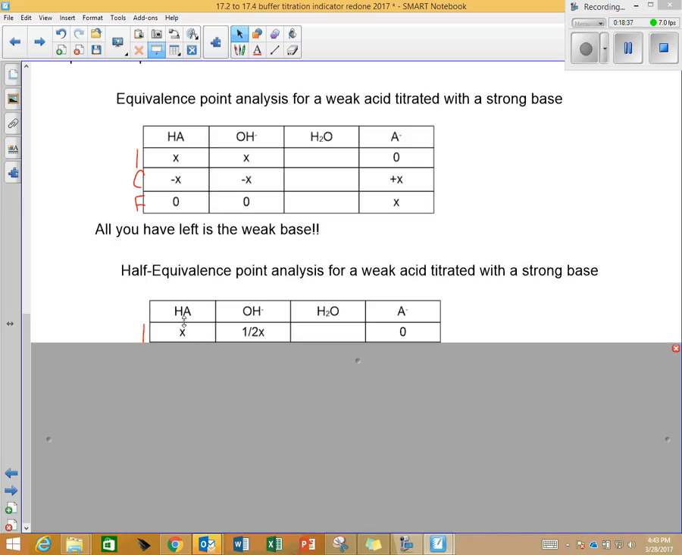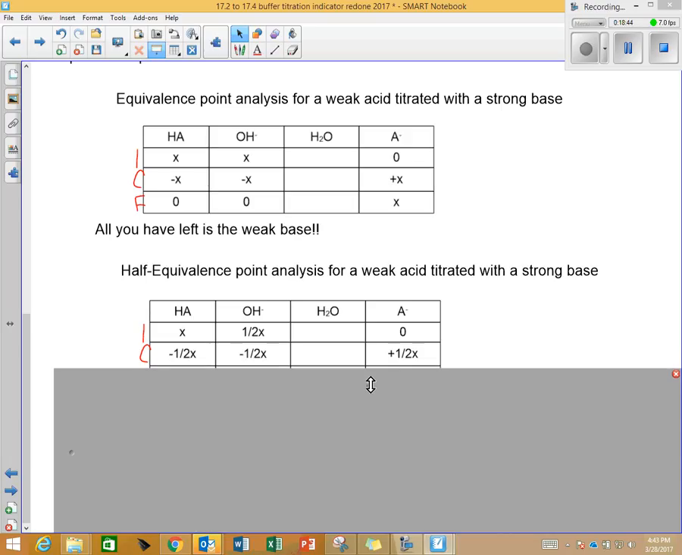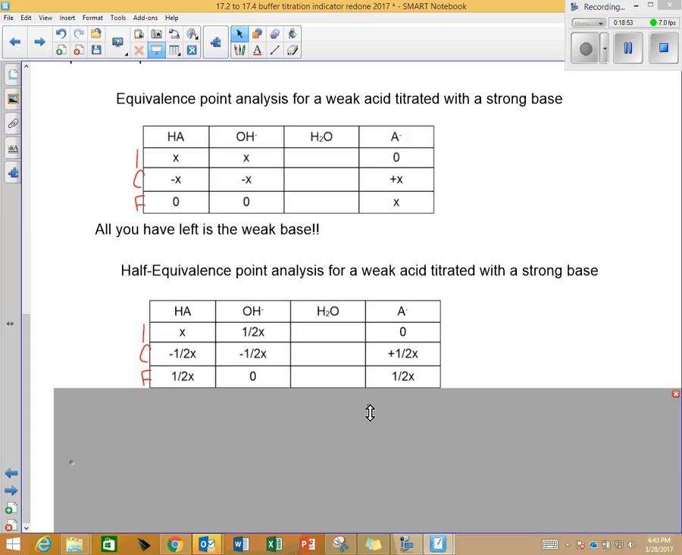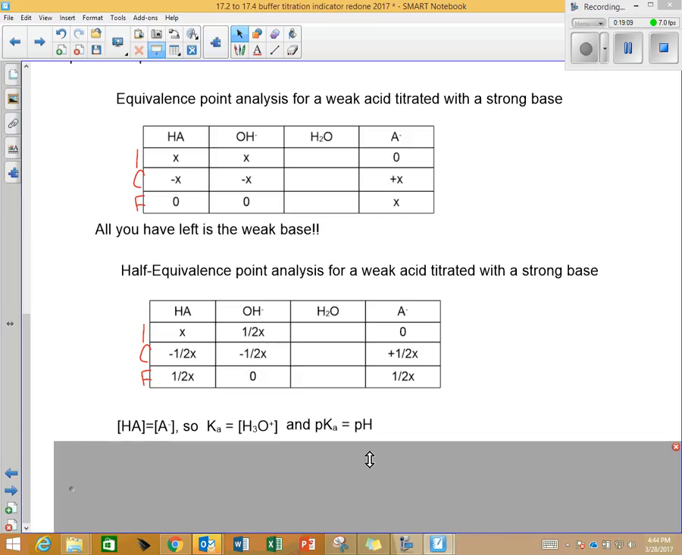So in here, who's limiting? Whichever one's less. This is less. Therefore, the hydroxide is limiting. These will both go down by 1/2 x. Our A minus goes up by 1/2 x. When we get to our F row, we just add the I and the C row to get the F row. And now do you see that these are equal? Woohoo! We just derived that at half equivalence, our HA and A minus are going to be equal.